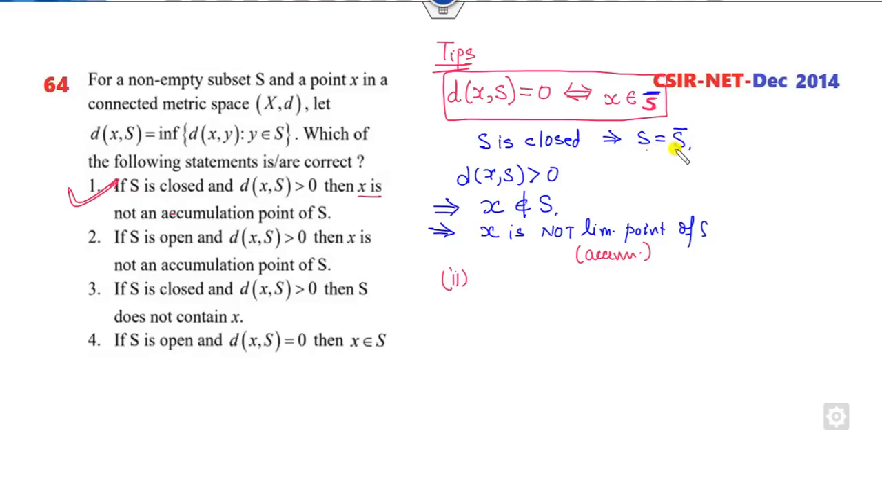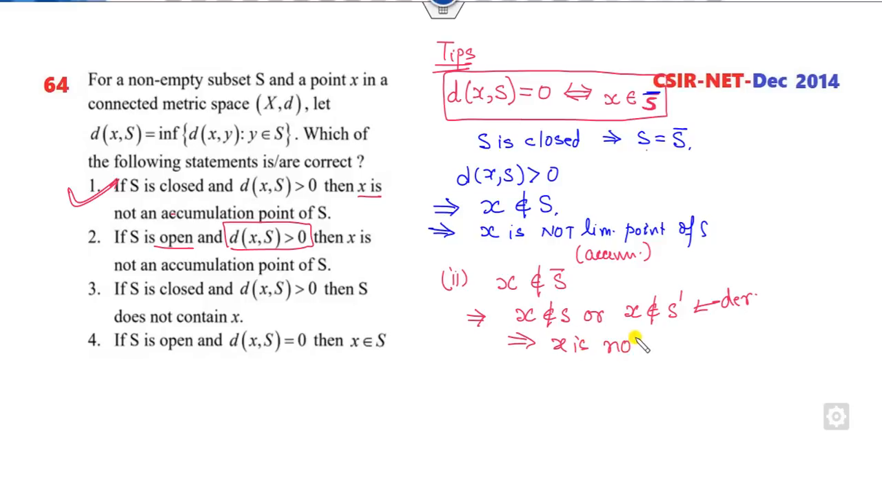Second, S is open. So in this case it is not there. Again this is greater than 0. It means x does not belong to the S complement. Once it does not belong to the S complement, that's the closure of this. It means x does not belong to this, because it's an open set. You can say x does not belong to the derived set, but the limit points are there. So what is the meaning of that? x is not a limit point of this S, so it is also here.